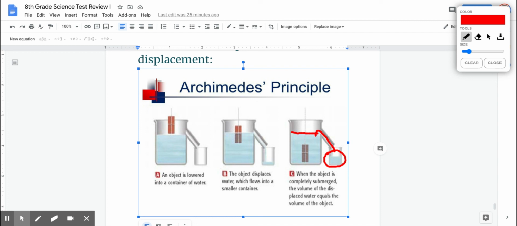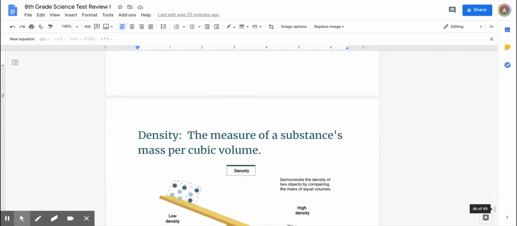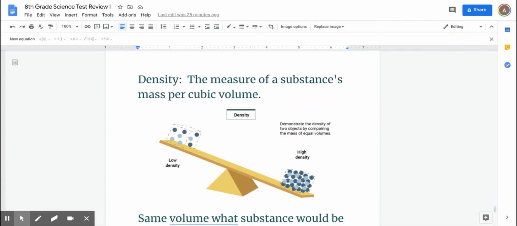So if we weigh something and then use the mass formula, we can get its mass. We can put an object in water and get its volume, and then we can get its density from the density formula. So density measures a substance's mass per cubic volume, right? How much of it is packed in based on its volume is its density. You can see here they have the same volume, but there's low density here. They're not as packed in as this object, and it would be much heavier.